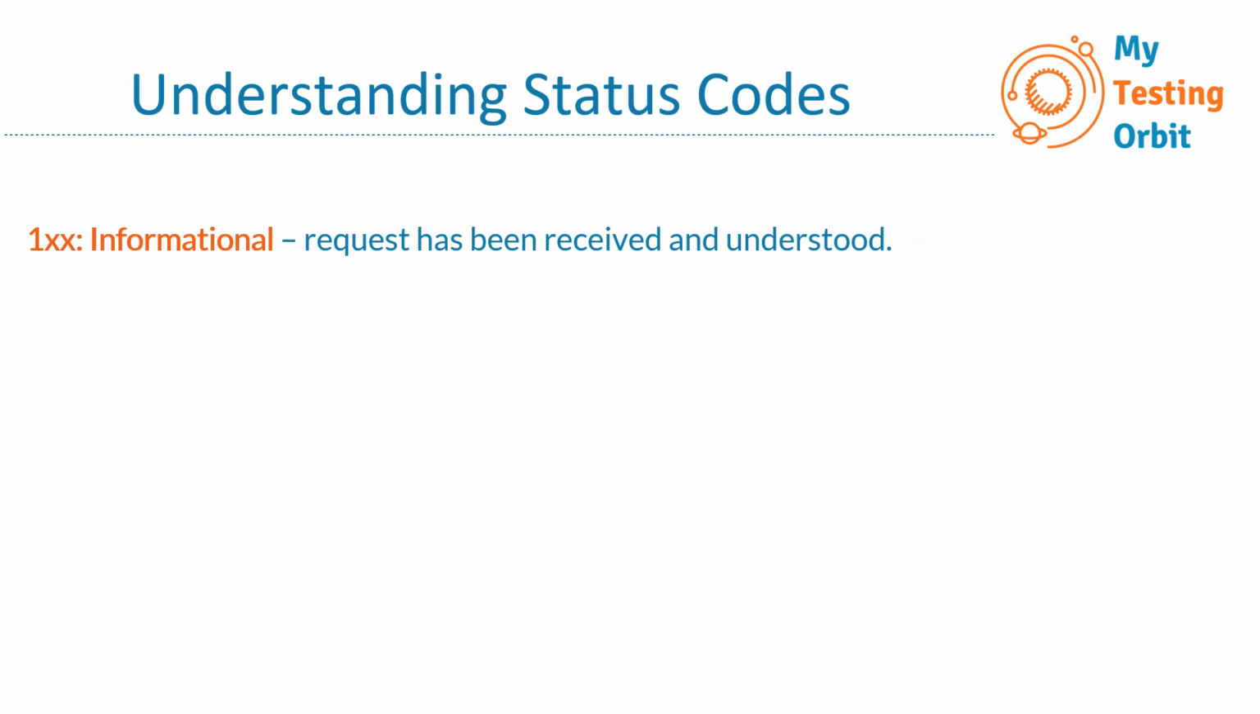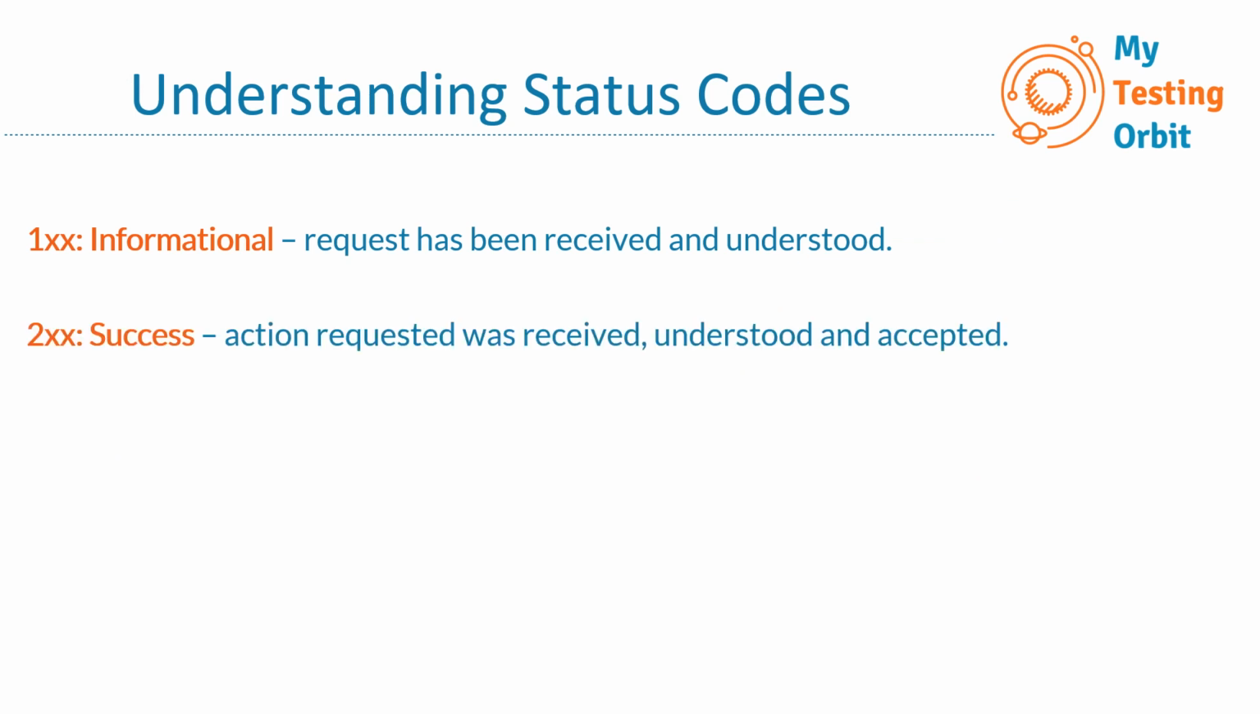If we are getting something 1XX, like 100 or 101, then starting with 1 is basically an informational status code. It means that the request has been received and understood. We have 100, which means continue, and then we also have the status codes starting with 2, which means successful. It means that the action requested by the client was received, understood, and accepted as well. This is what we just covered, which was 200, which means the request is okay.